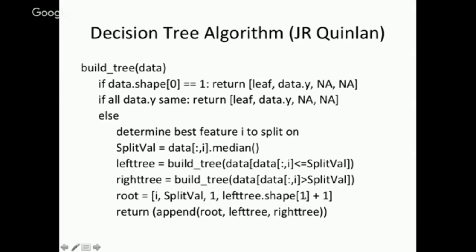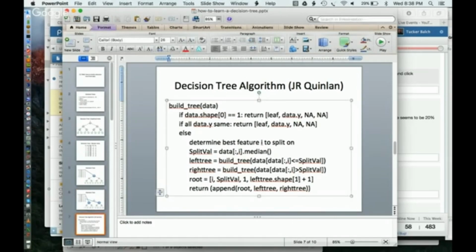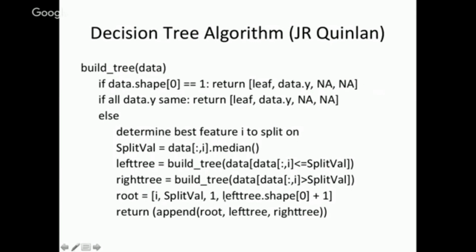So we check to see how many rows there are. Actually, it occurs to me that this should be shape of 0. In fact, I'm going to fix that right now, because that's how many rows there are in the left tree. I got that wrong. Okay, so we have to make room for our left tree, and then the next row after that is where our right tree begins. Then we append those all together: we append our root, our left tree, and our right tree. Boom, that's our whole tree.